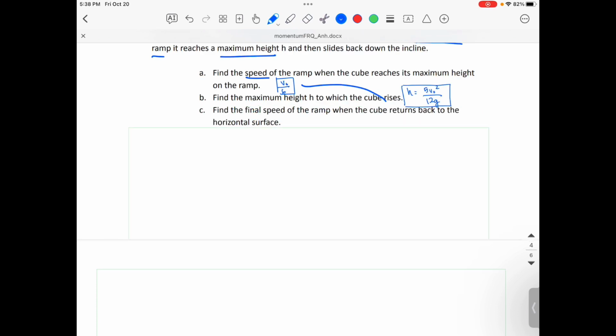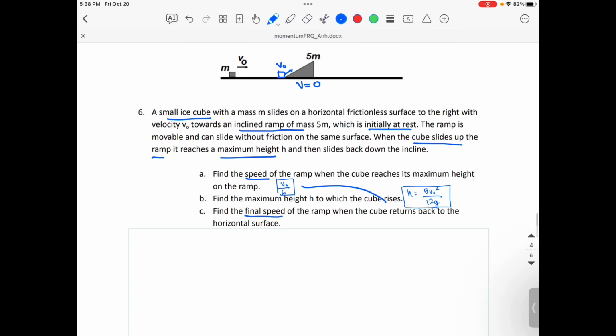For part C, it says find the final speed of the ramp when the cube returns back to the horizontal surface. You can try to use conservation of momentum for this, but you're going to find that you have too many unknowns. The block is going to collide with the ramp, move up to a certain height, and then move back down. Even though it might seem inelastic because the block moves up the ramp, they end up separate, so you can really think of this as an elastic collision once they separate.